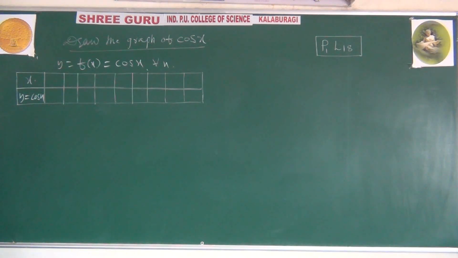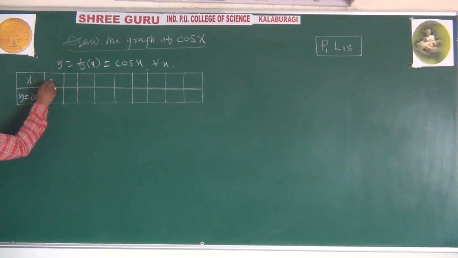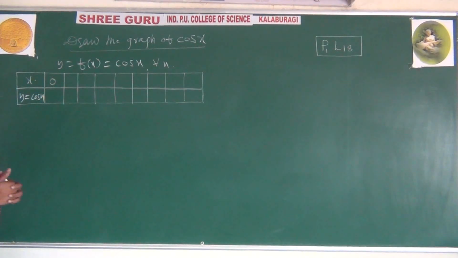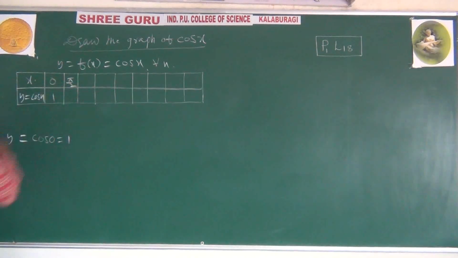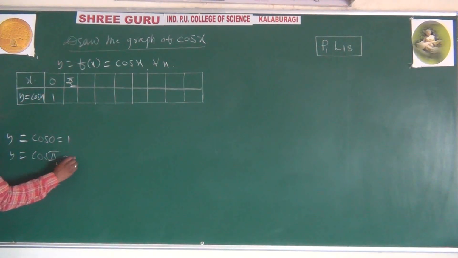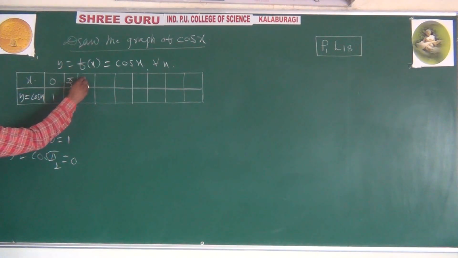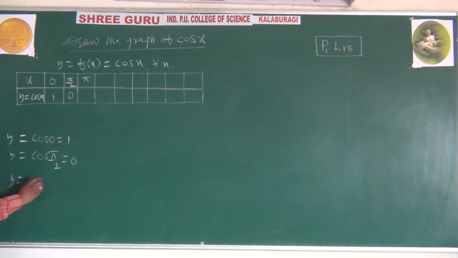Now see, when x is 0, cos x is 1. What is cos 0? Cos 0 is 1, so y equal to cos 0 is 1. When x is pi by 2, what is cos 90? Cos 90 is 0. When x is pi, cos 180.